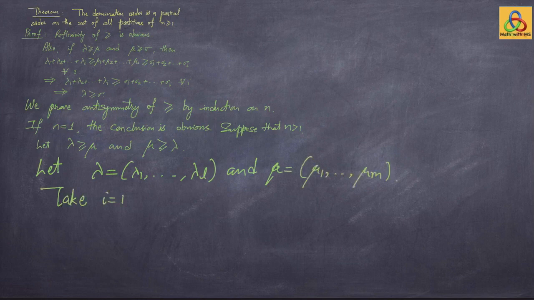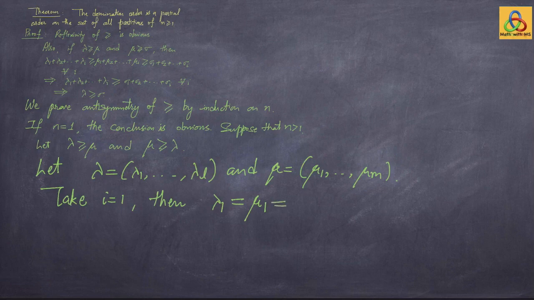Take i equals 1. Then lambda bigger than or equal to mu, and mu bigger than or equal to lambda, implies that lambda 1 is precisely the same as mu 1. Because if we draw the Young diagram, it's saying that the number of boxes in the first row of lambda is bigger than or equal to the number of boxes in the first row of mu, and vice versa. But that means the number of boxes in the first row of both lambda and mu is the same. That is, lambda 1 is the same as mu 1.